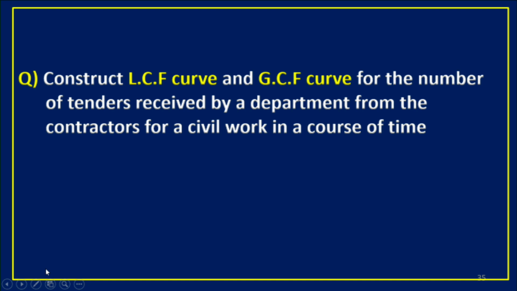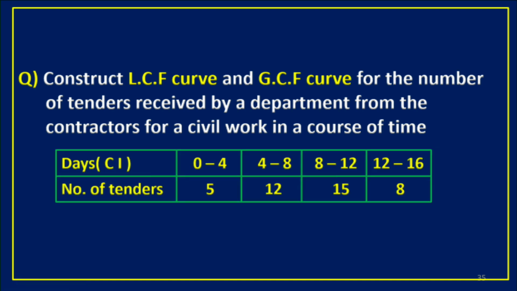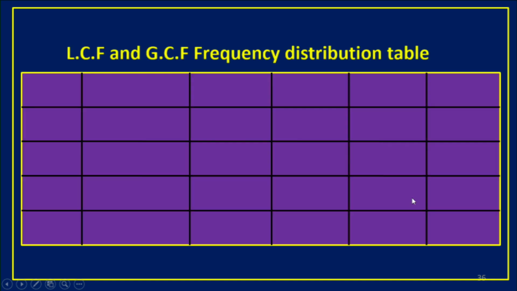Let us construct the LCF and GCF curves for the number of tenders received by a department from the contractors for a civil work in the course of time. Okay children, here days 0 to 4, 4 to 8, 8 to 12, 12 to 16 are given, and the number of tenders we got between 0 to 4 days is 5, next 12, 15, 8. Now, for this data we have to construct the LCF and GCF distribution table first.